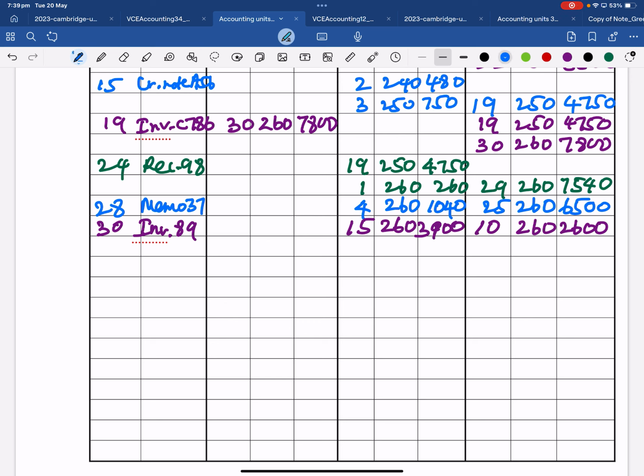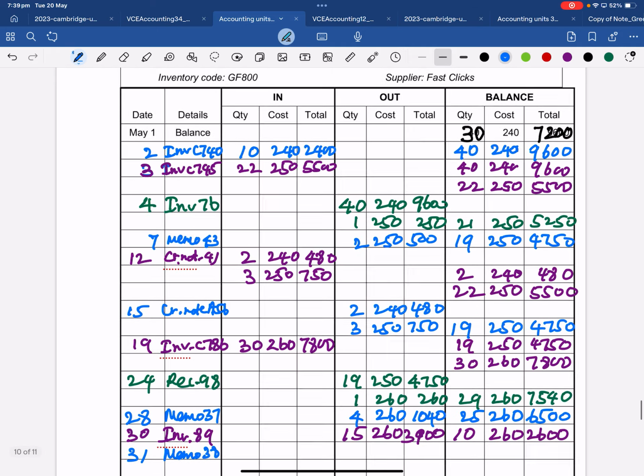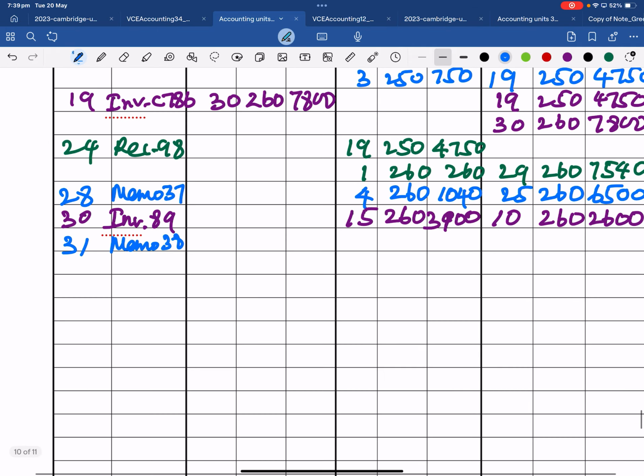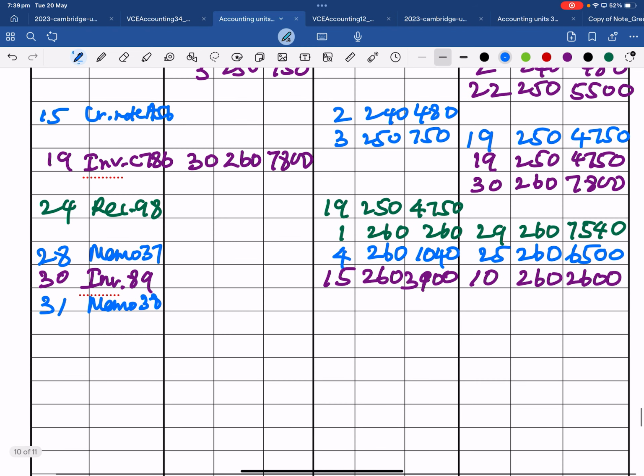Memo 38, sorry, 31st, memo 38. How many cameras left? 8. Meaning, what has happened? Loss, yes. So we are saying that it is 10, but now they are saying 8. At which price though? 260. Very good. 260.